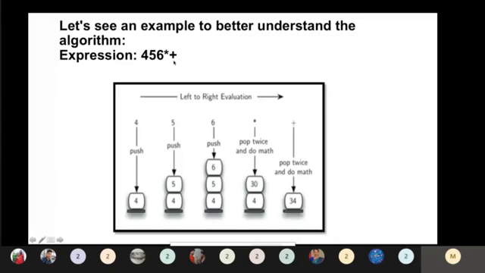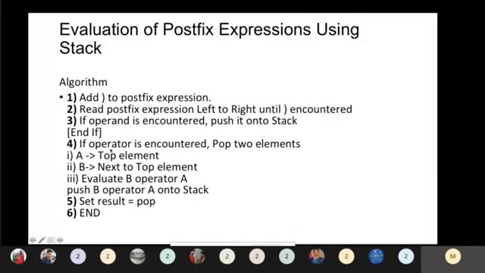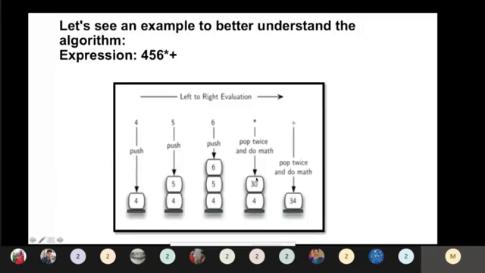Now we start reading again. Now we have a plus, which is an operator. So the same procedure, step number 4: when an operator is encountered, we pop the 2 elements. The 2 elements available are 30 and 4. We take them outside and apply the plus operation. So 30 plus 4 is 34. Once the calculation is over, the result is stored back in the stack. So the answer is 34.